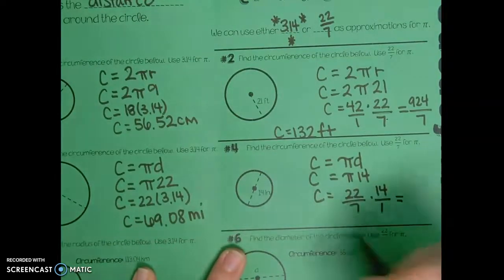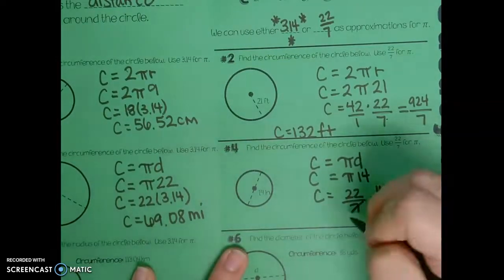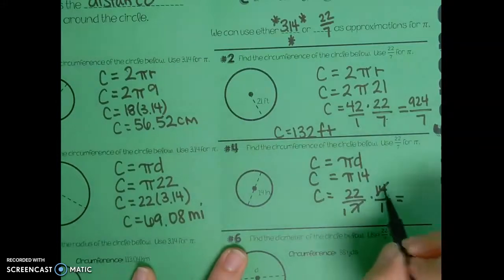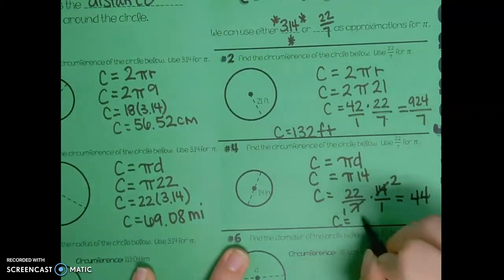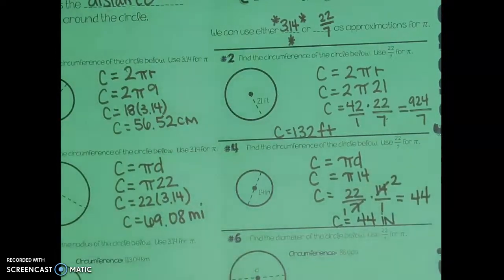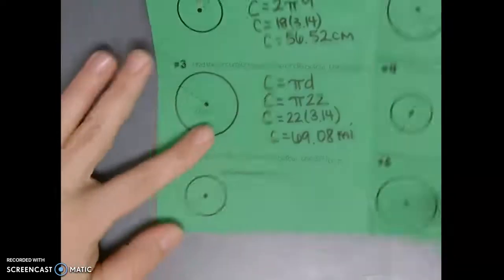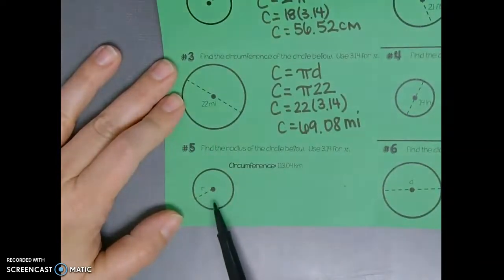Okay, I'm going to cross simplify this time to just make myself a little bit smaller numbers. So 7 and 14 are both divisible by 7. So 7 divided by 7 is 1, and 14 divided by 7 is 2. And 22 times 2 is 44. So our circumference is equal to 44 inches. And that's the distance around the outside of that circle. 44 inches.